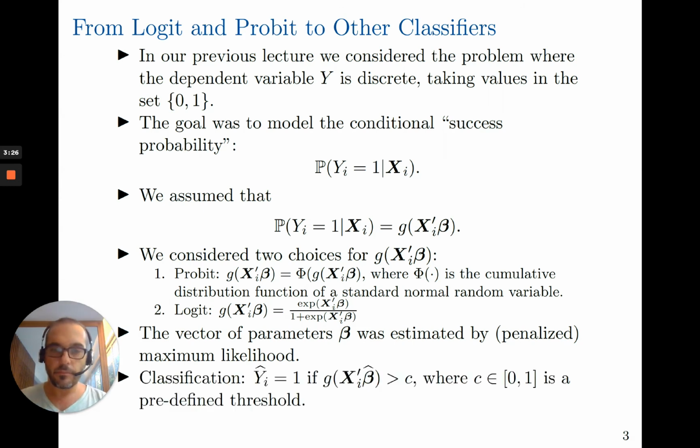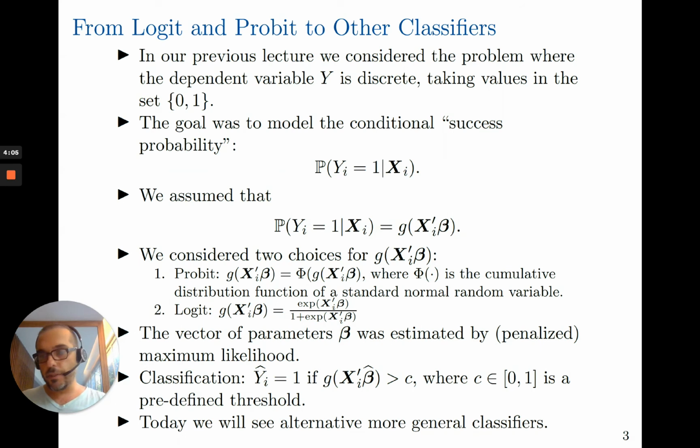Then when we map into probabilities, we have to move from probabilities to the decision, to the classification. In this case, we define a threshold or cutoff point c, and if the estimated probability given by the function g of x prime beta hat is larger than this threshold c, then we classify this specific observation as belonging to class 1. And if it's less than or equal to c, then we classify it as belonging to class 0.